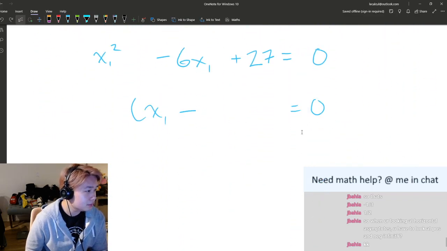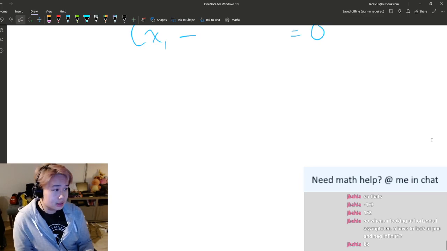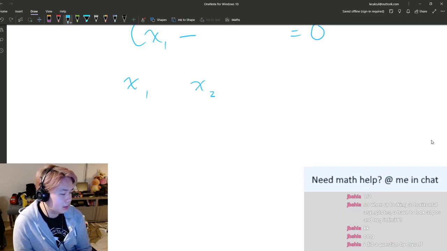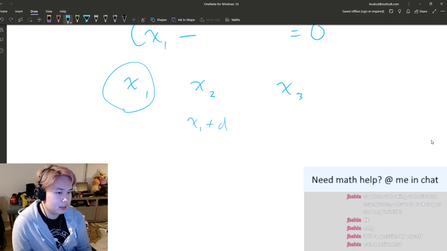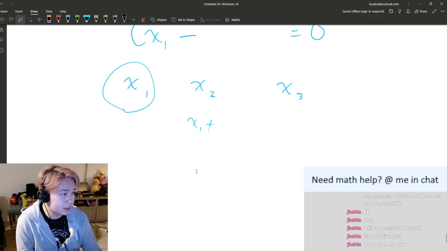Oh well. Let me show you their way. So, because you have 3 things, and then instead of defining their sequence starting from the first term, where this one is x1 plus d, and this one is x1 plus 2d, they define their sequence from the middle term.